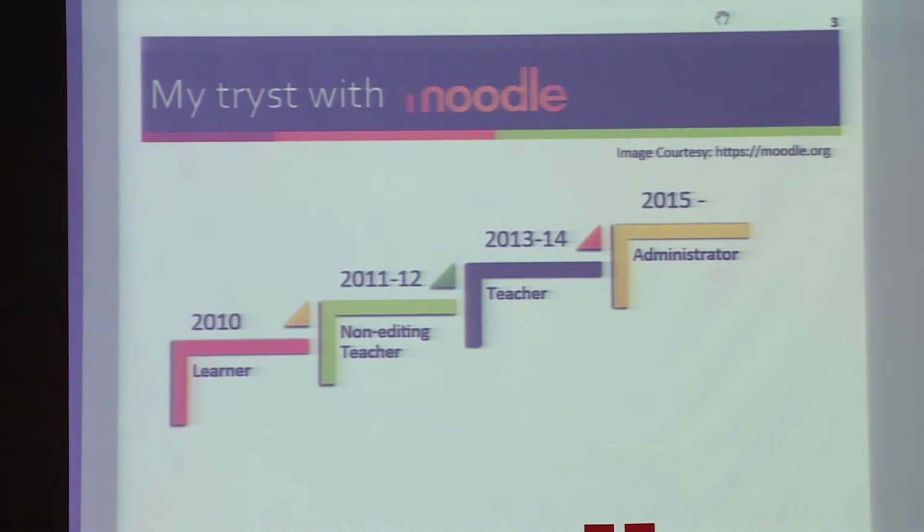My interest with Moodle started in 2010 when I joined IIT Bombay for my master's. If you see the progression, I started as a learner, then became a non-editing teacher, which means I was a teaching assistant, so I was given the access of non-editing teacher. Then I had a teacher role in two or three courses. Now I am the administrator of my department's own Moodle.